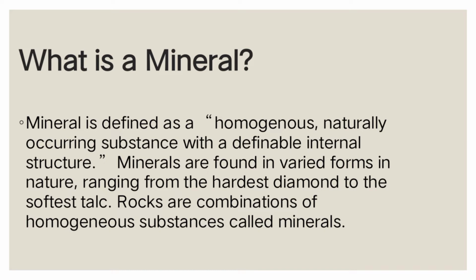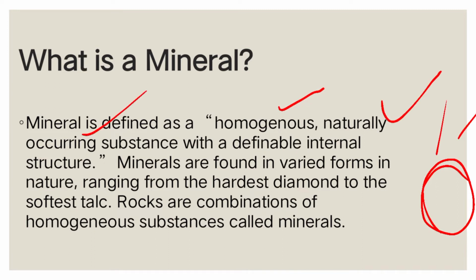What is a mineral? A mineral is defined as a homogeneous substance, containing in one lot, not scattered differently. It is a naturally occurring substance available in nature, having a definite internal structure. It has a chemical composition, a shine, and a hardness. It varies in different aspects. Some are hard, like diamond, and some are soft, like talc.